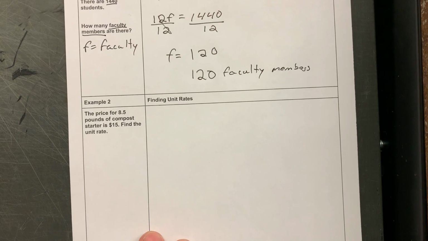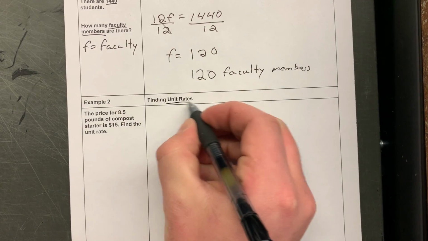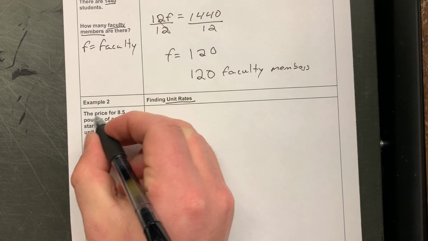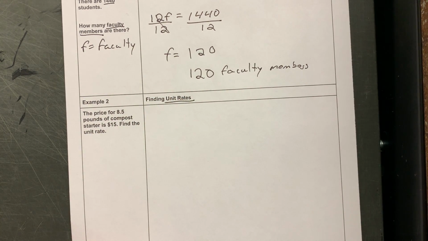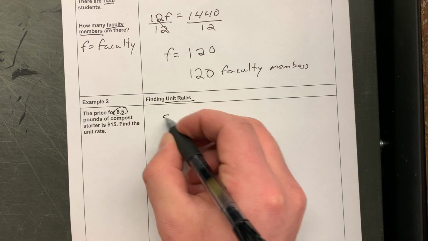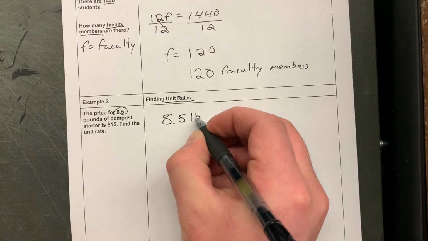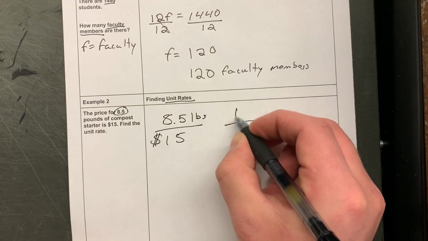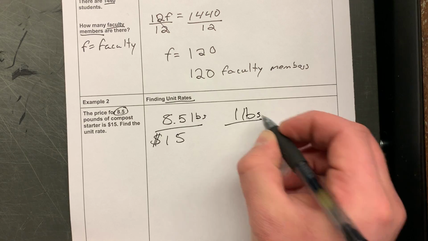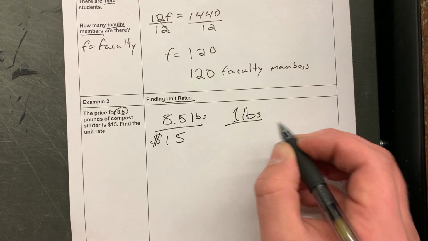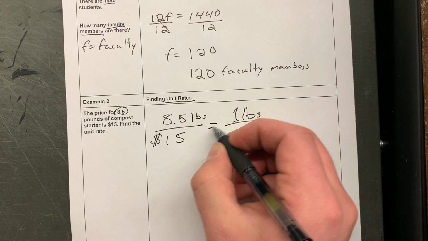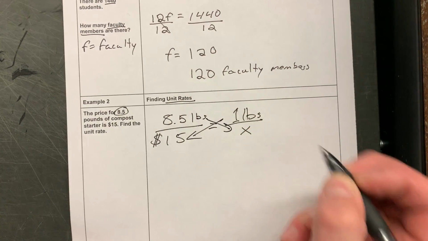If we go down to question number 2, we're trying to find unit rates. There'll be a couple questions in your practice today about this. The price for 8.5 pounds of compost starter is $15. So we know that 8.5 pounds of compost starter is $15. We're trying to find out what the unit cost is for 1 pound. Just for 1 pound. We're going to use X for the amount there. We're going to set them equal to each other. We're going to again cross multiply here.